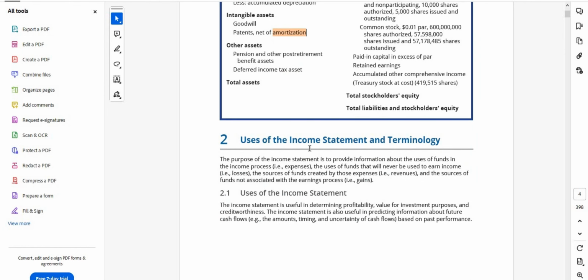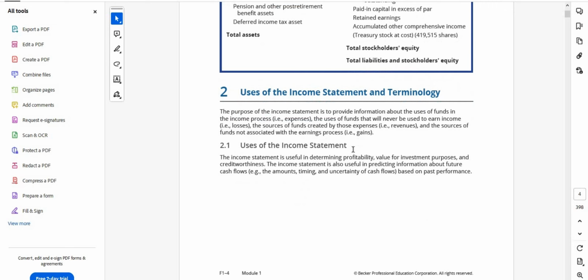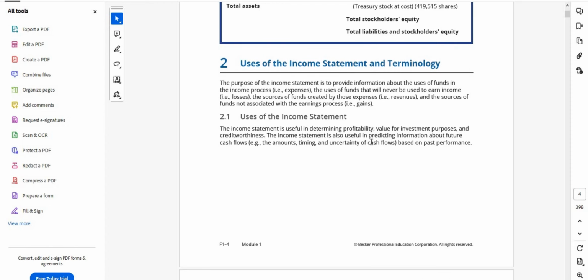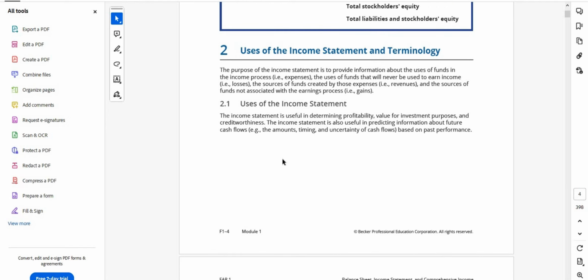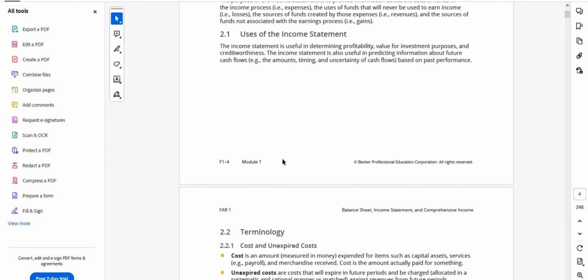So moving on to the income statement, that is the P&L. We need to know the terms used in the income statement, that is the terminology. The purpose of the income statement is to provide information about the uses of funds in the income process, means the expenses and the losses or the revenues and the gains. The income statement is useful in determining profitability, value for investment purposes, and creditworthiness. It is also useful in predicting information about future cash flows, for example the amounts, timings and uncertainty of cash flows based on past performance.